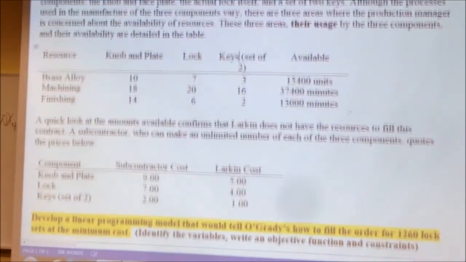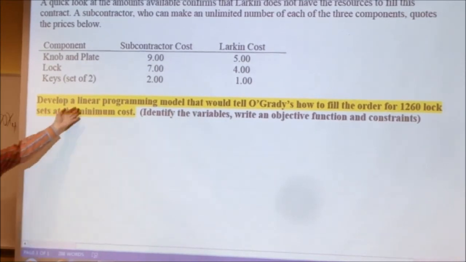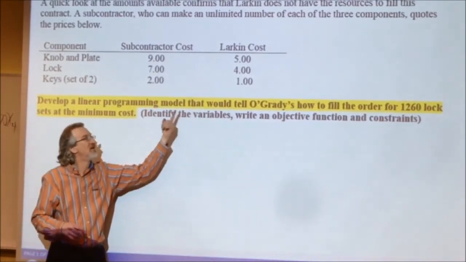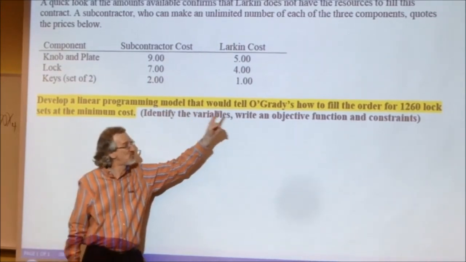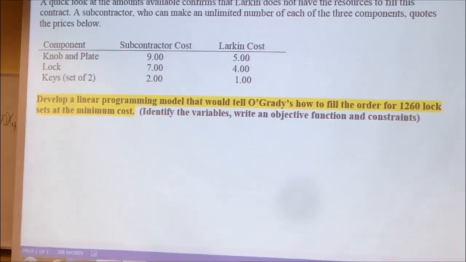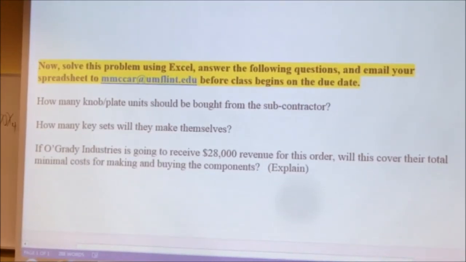Let me look at the next question. You ready? I thought to myself, develop a linear programming model. I don't know if we talked enough about what that meant, so I put, it means identify the variables. It means write the objective function and write the constraints. That's what develop a linear programming model means. Now, I left you a lot of room for that. Now, solve this problem using Excel.